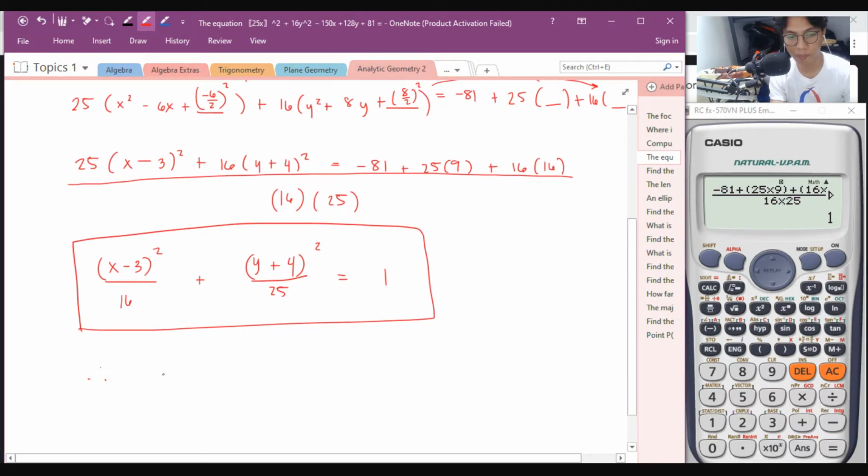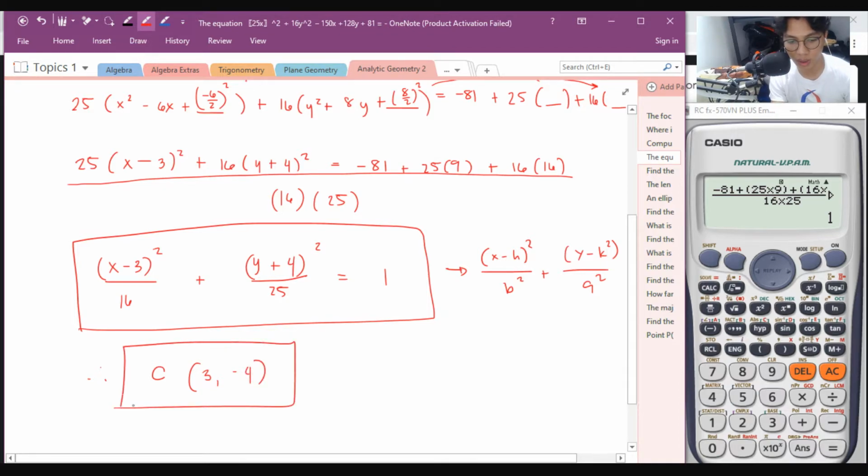Therefore, yung center niya at H and K is negative 3. Negative 3, di ba ang form nito is yung standard equation, X minus H squared over B squared. Okay? B squared plus Y minus K squared over A squared. Okay. This is now, yung H mo is 3 and negative 4. The center is at negative 3 and 4.